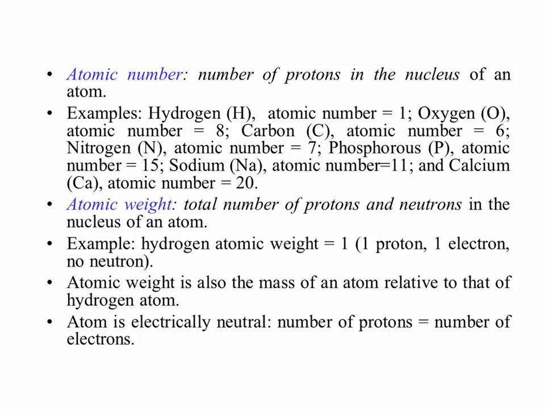What is the atomic weight? The atomic weight is the total number of protons and neutrons in the nucleus of an atom, and it is also equal to the mass of an atom relative to that of a hydrogen atom.